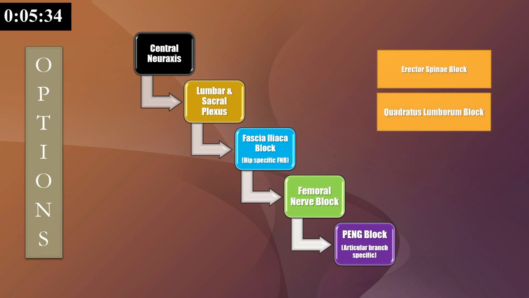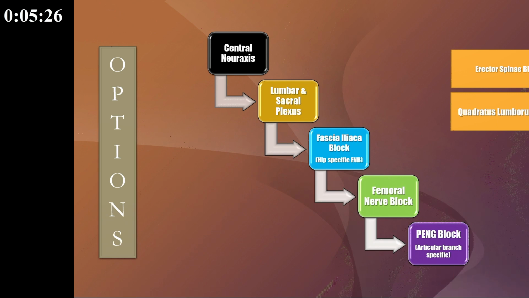Two other blocks, the erector spinae block and the quadratus lumborum block, have been used, but I'm not going to span across them because they are a little controversial.